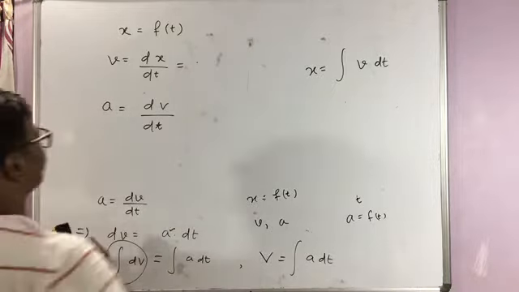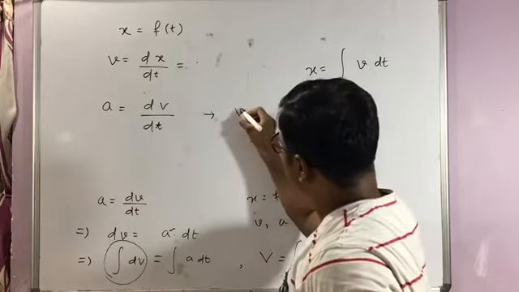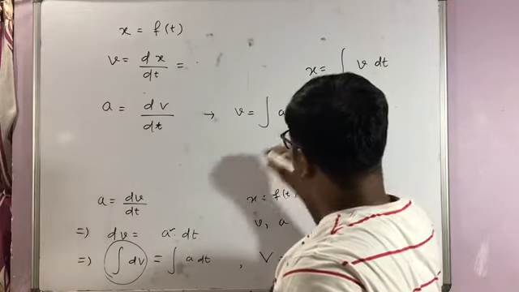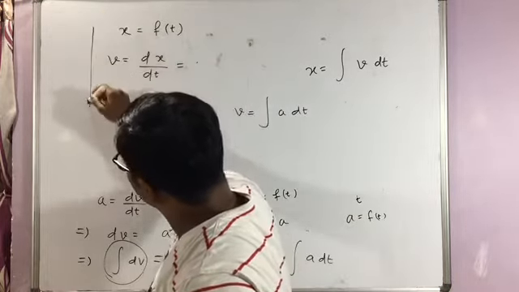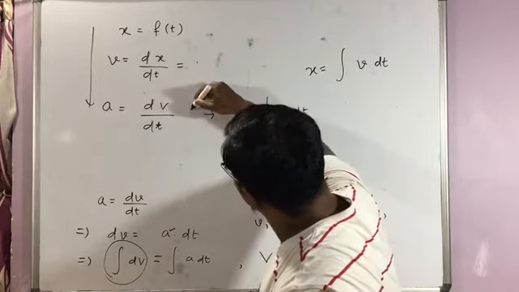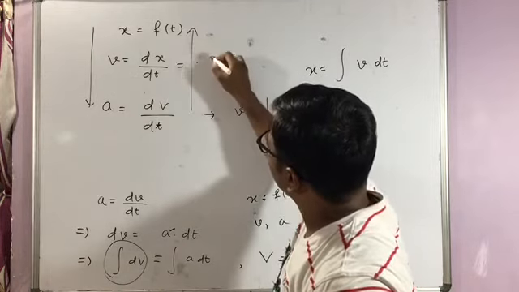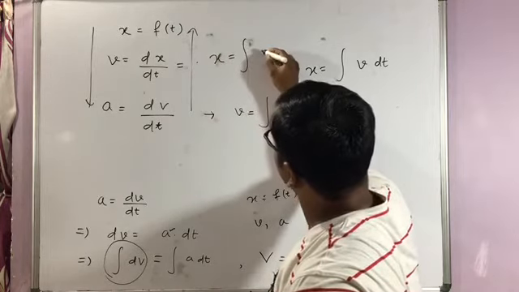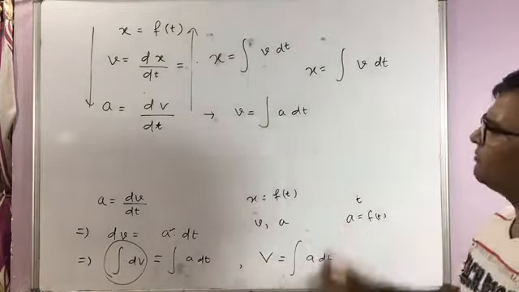If acceleration is given, then you can reach your velocity: v is equal to the integration of a dt. Got it? So in the backward direction, you use the derivative formula. If you go from acceleration in the other direction, you need to use integration. From this equation, if you want to find the value of your position, it is nothing but the integration of v dt, with the proper limits, and you can find the value.